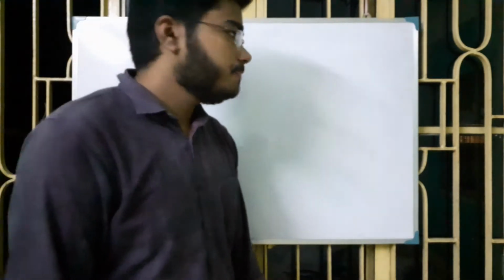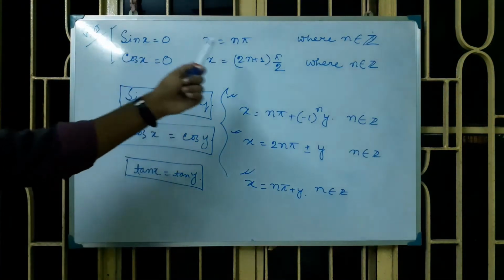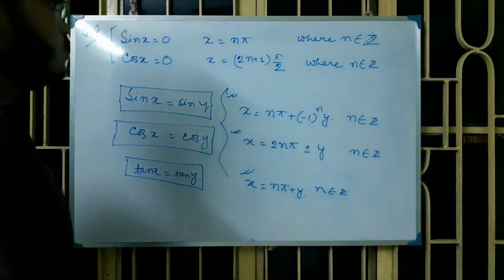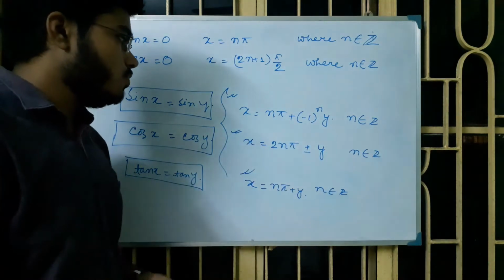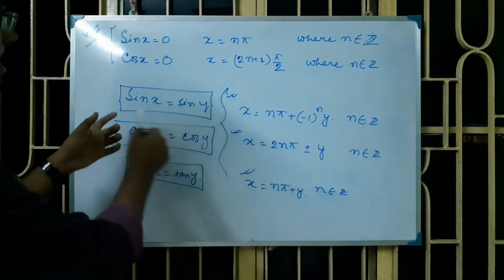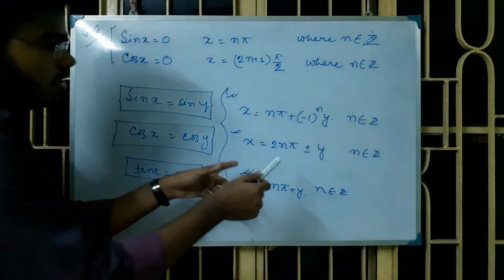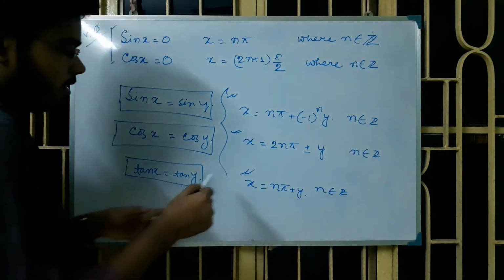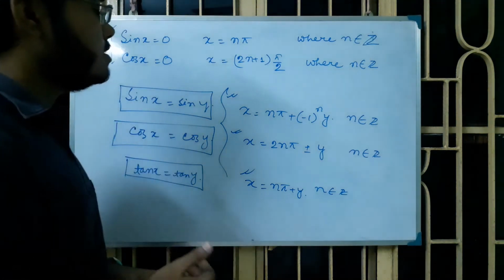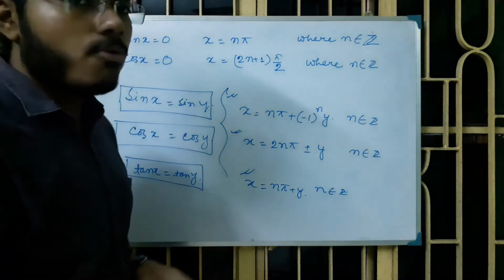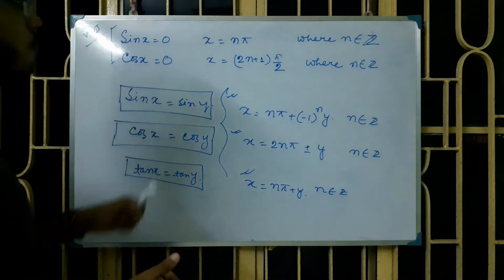So let's begin. The solution of sin x equal to 0 is x equal to n pi, cos x equal to 0 is x equal to (2n plus 1) into pi by 2. When sin x equal to sin y, then x equal to n pi plus minus 1 whole to the power n into y. When cos x equal to cos y, x equal to 2n pi plus minus y, and when tan x equal to tan y, then x equal to n pi plus y. We don't need the proof of these theorems, just note them down, and we'll solve some problems to know how to implement these formulas. So please note it down.